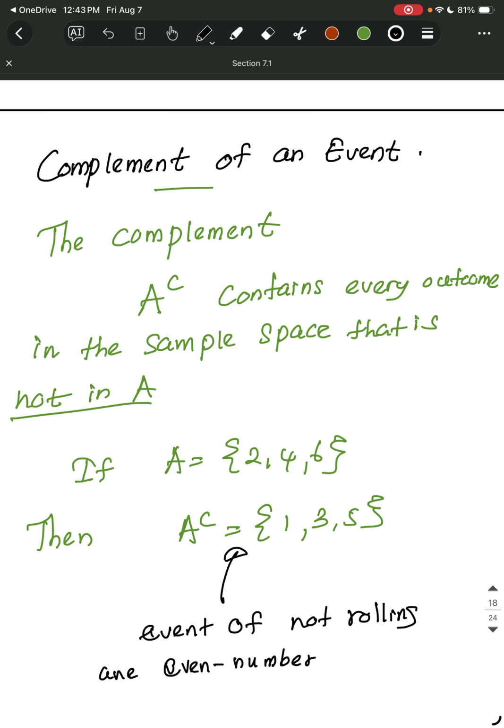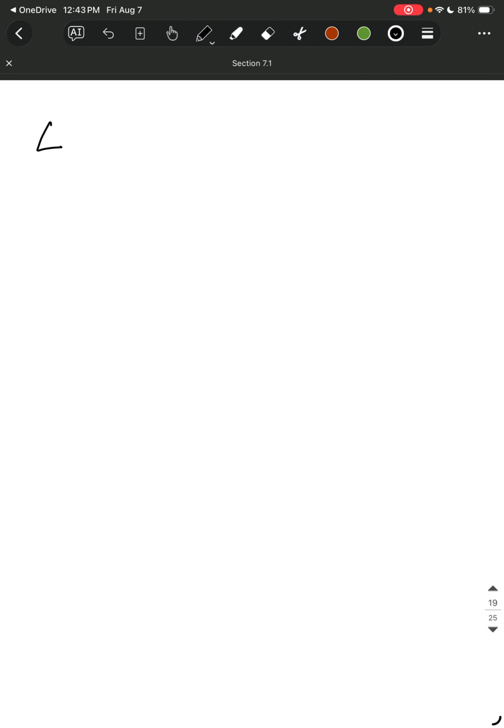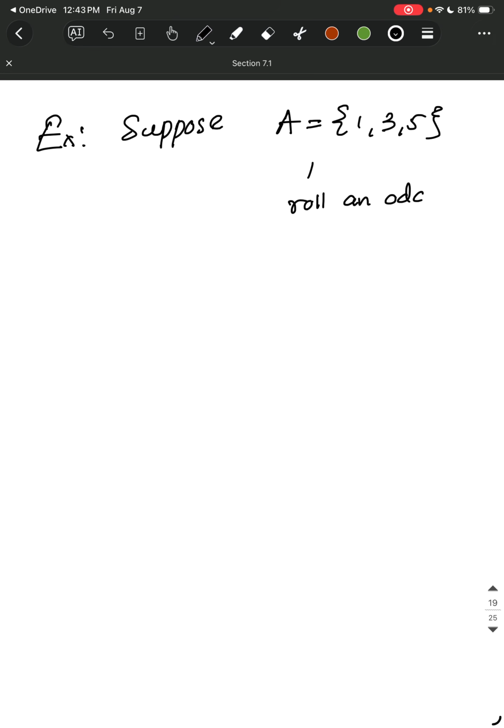Okay, let's go for one more example quickly. Example: suppose the event A is {1, 3, 5}, roll an odd number, and B could be {5, 6}.